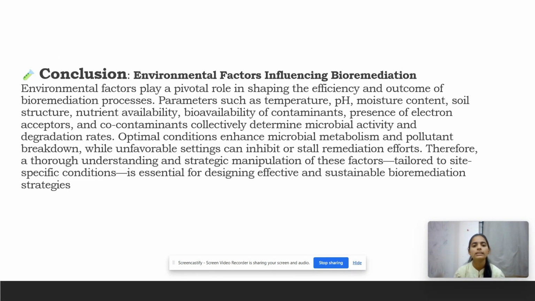Now finally the conclusion. Environmental factors like temperature, pH, moisture content, bioavailability of contaminants, presence of electron acceptors, co-contaminants, etc. determine microbial activity. It further determines the degradation rates, and leads to lesser biodegradation activities. So, a thorough understanding and strategic manipulation of these factors tailored to specific conditions is essential for designing effective and sustainable bioremediation strategies. Thank you.